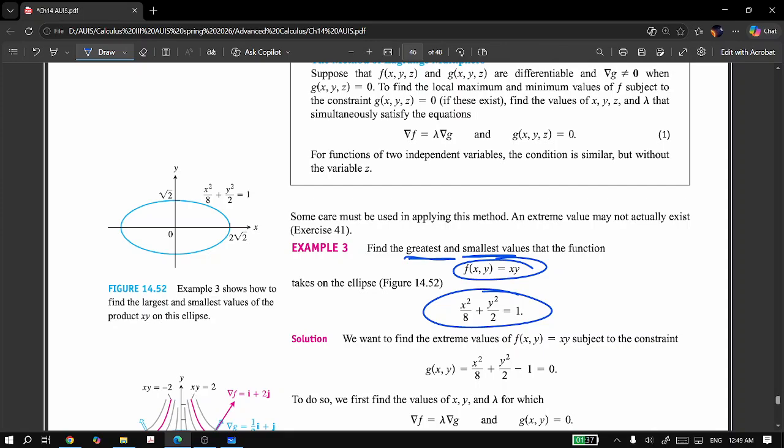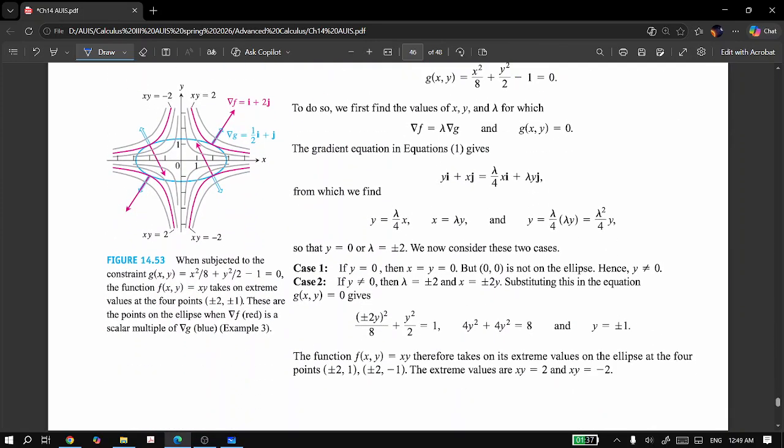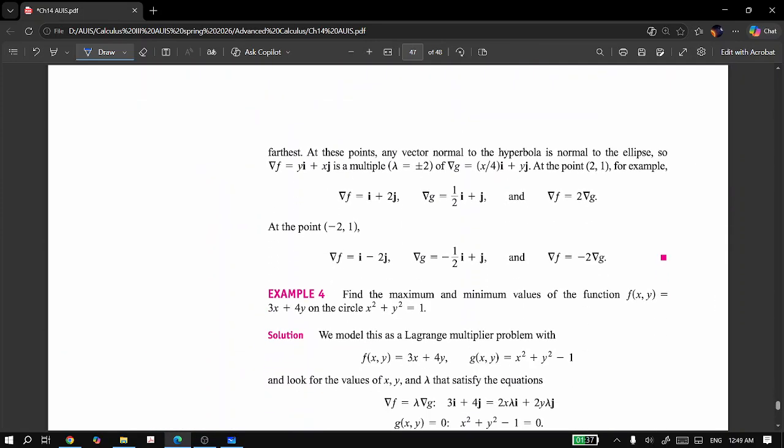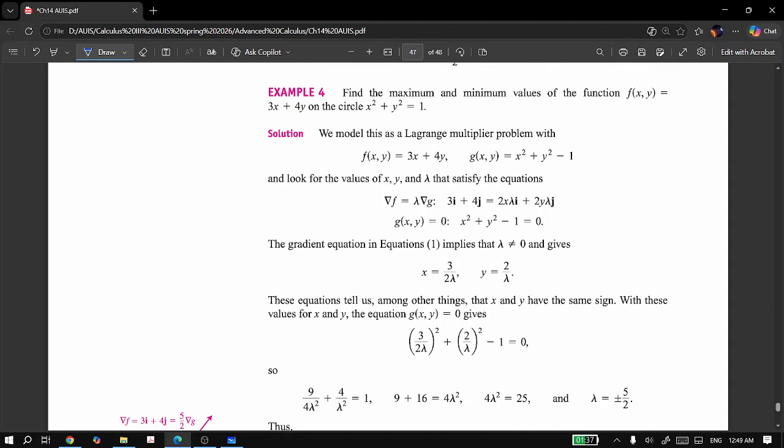But I'm leaving example 3 for you to do yourselves, practice it yourself. And moving to example 4, the requirement is the same as in example 3. So if you know example 4, you can easily do example 3 because it's the same idea.